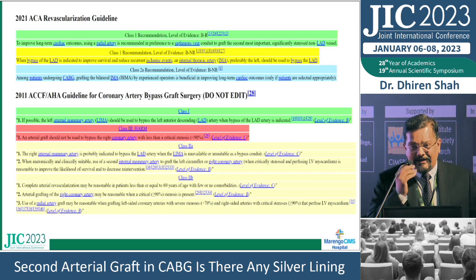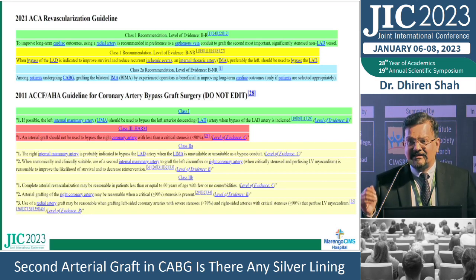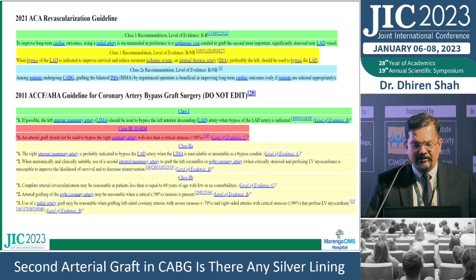And based on all this data and research, the ACC AHA guidelines and the ACSA guidelines have come up, which say that to improve long-term cardiac outcome, using a radial artery is recommended in preference to saphenous vein conduit for the second most important significantly stenosed vessel; that is a class 1 indication. Another class 1 indication is when bypass of LAD is indicated to improve survival and reduce recurrent ischemic events. LIMA is preferably the one that should be used to bypass LAD.